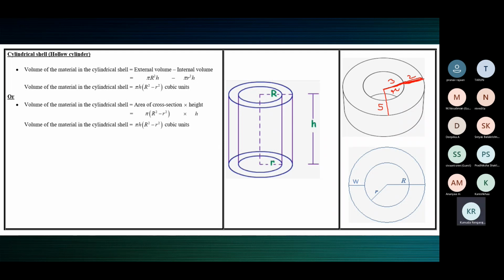So here you can measure this thickness. It's 2 centimeters. So then the outer radius should be the inner radius r plus the thickness, which is normally called w. The outer radius is the capital R.